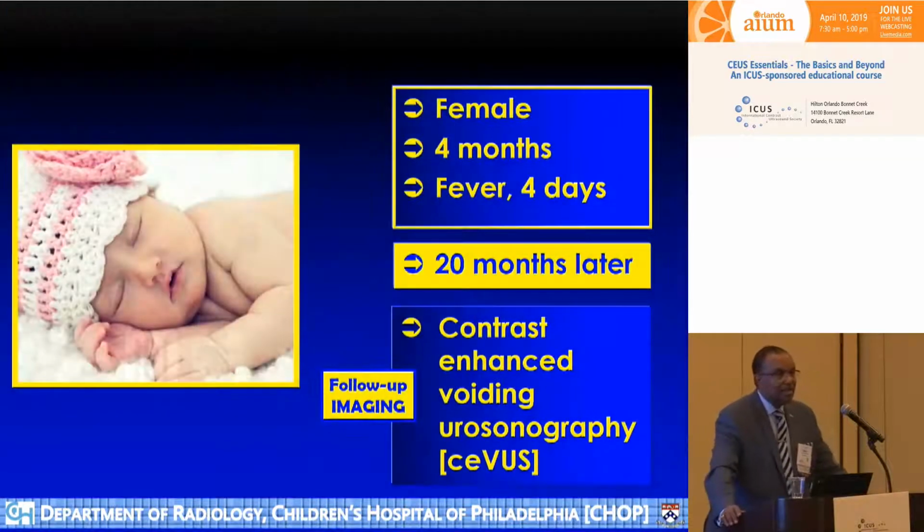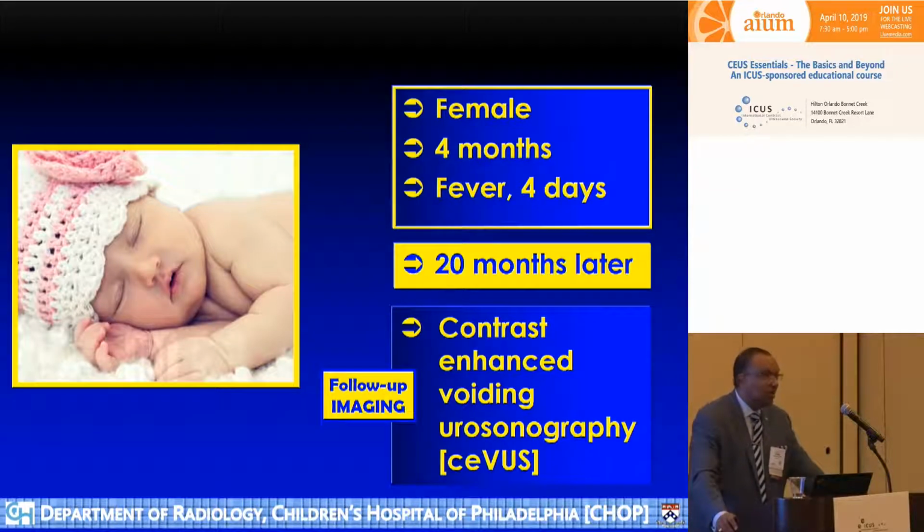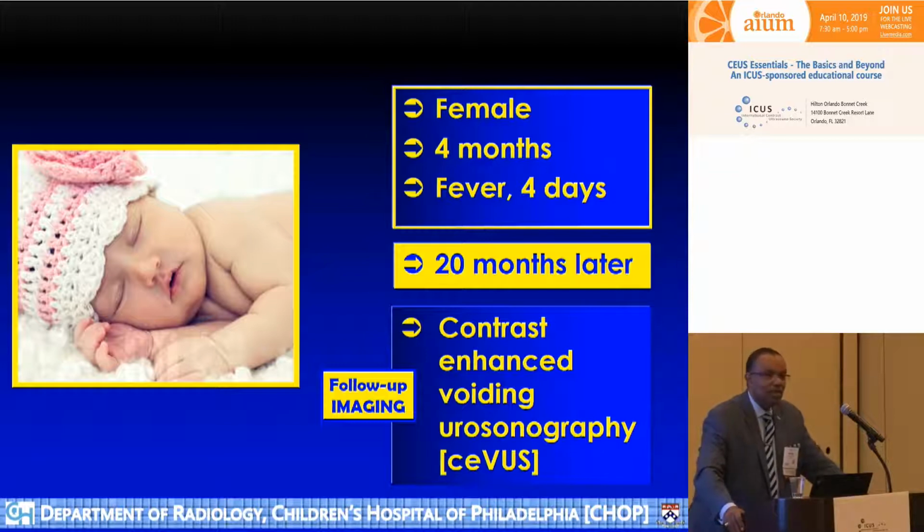Then 20 months later, the parents found out about contrast ultrasound, and actually they were patients at CHOP, and it so happened they were patients of the chief of urology at CHOP, and they told him, he said, oh, we need to do a follow-up VCUG.